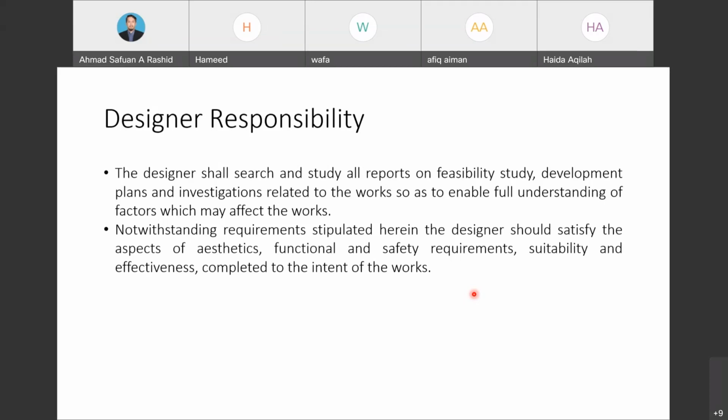okay, about the area. Okay, notwithstanding requirements stipulated herein, the designer should certify the aspect of aesthetic, function and safety requirement, stability and effectiveness completed to the intent of the works. Okay, so this is the list for the designer. So all designers should follow this requirement.